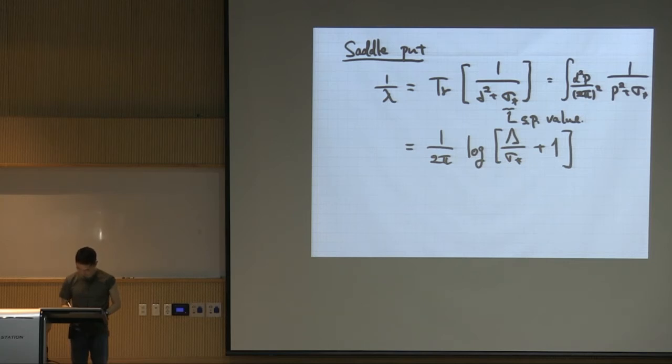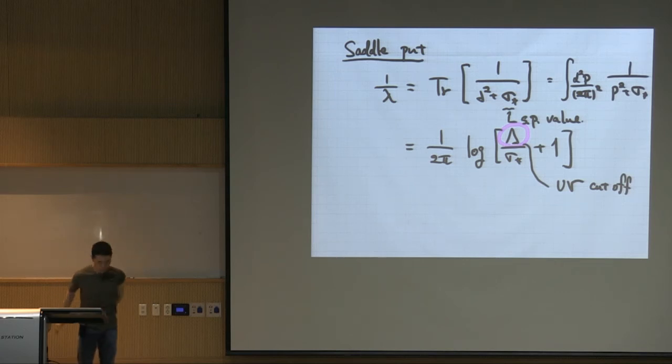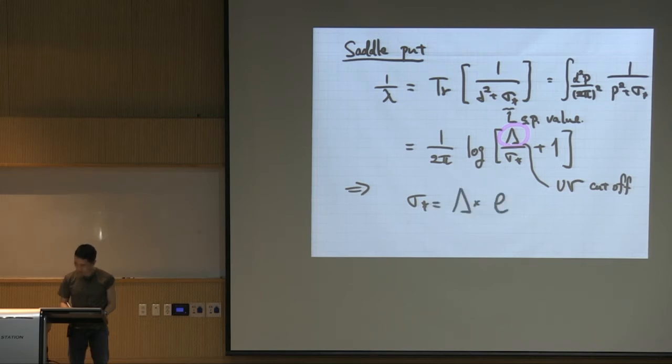So what is lambda? This lambda is the UV cutoff. As you can see, this integral is logarithmically divergent because there is a p squared in the denominator and p dp in the numerator, so I need to introduce some cutoff. If you rewrite this equation, then what you get is that sigma star is lambda times e to the minus 2 pi over lambda.